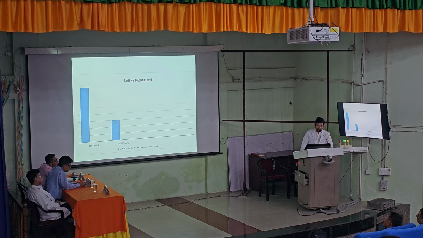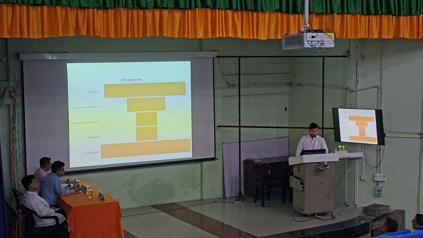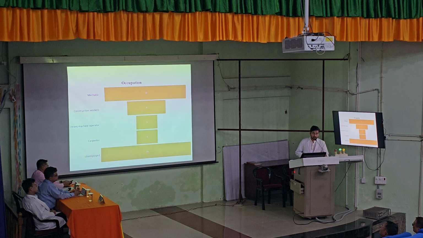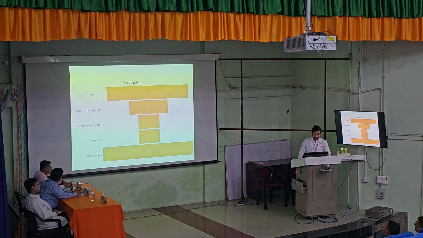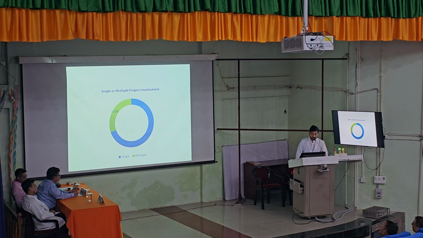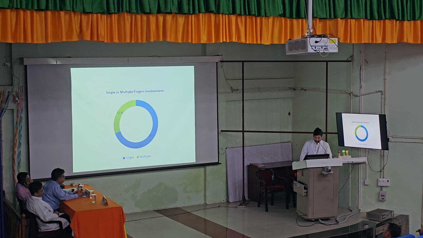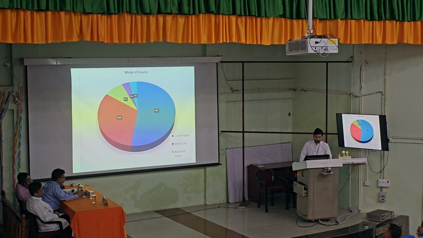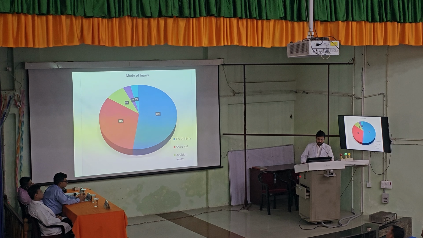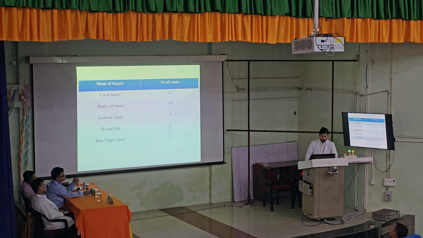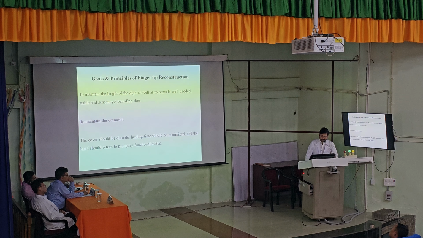Here we can see the left hand is more commonly involved than the right hand. Occupation-wise, mechanic is the most common occupation, and most of the people are unemployed in our observation. In 31% of cases multiple fingers are involved, and in 69% of cases only a single finger is involved. Among the modes of injury, crush injury is the most common, then comes sharp cut injury, comprising 32% of cases. We have 2 cases of human bite injury and 2 bike chain injuries.